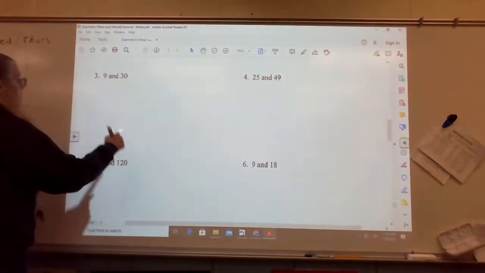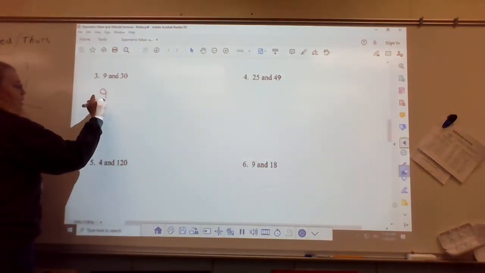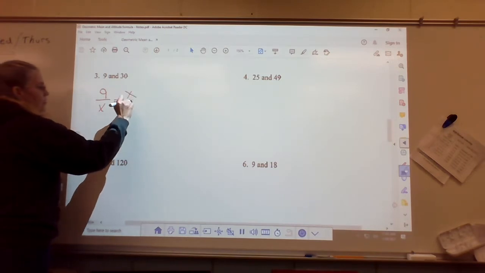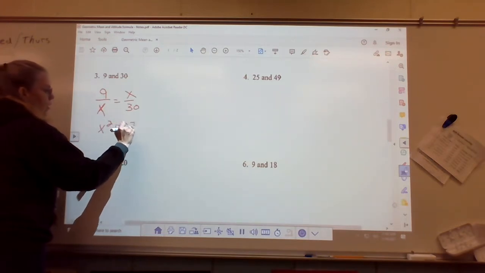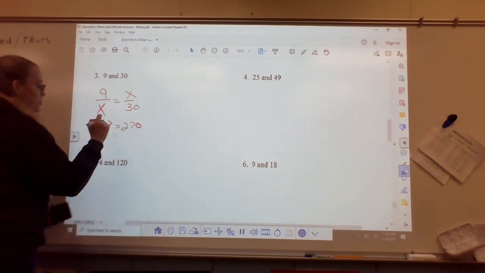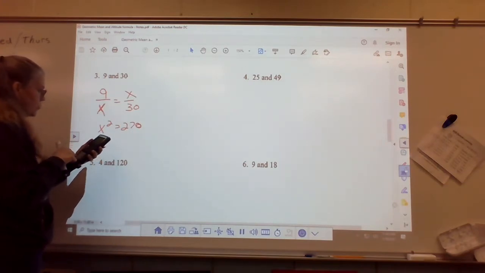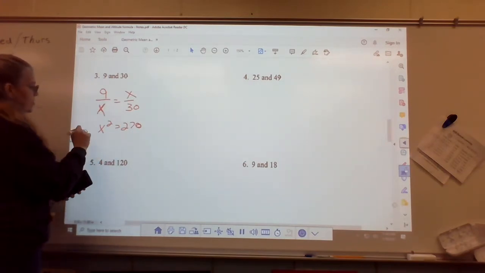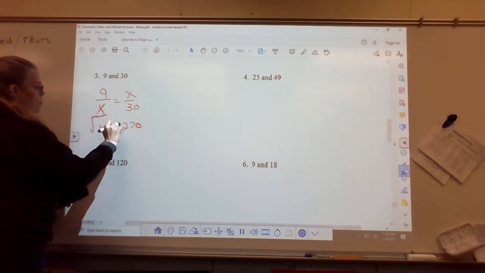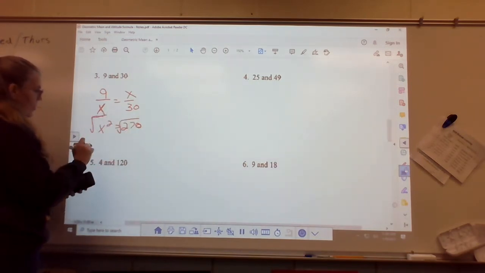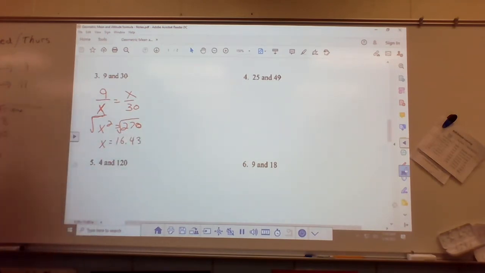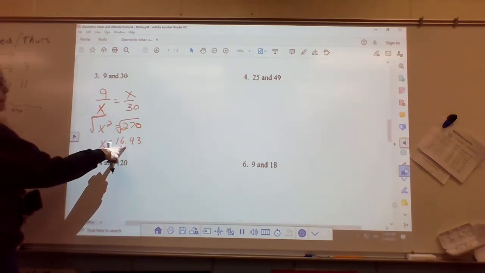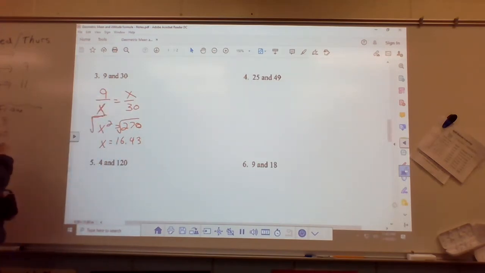Number 3, 9 and 30. So 9 over X, X over 30. That's my setup. X squared equals 270. Take the square root of 270. Make sure you're square rooting, not cutting in half. Make sure you use that square root bar. So I get X equals 16.43. And it should fall between 9 and 30. It should be between them.